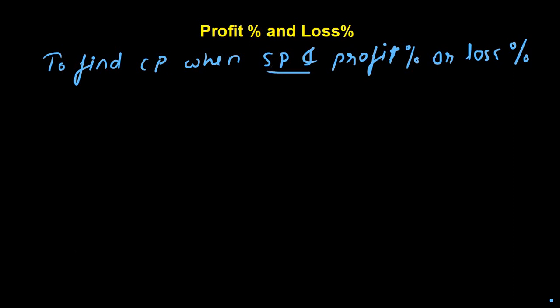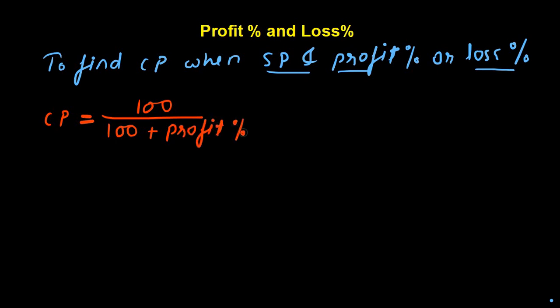Okay, so that means SP should be given, and profit percentage or loss percentage, whatever it is. If that is given, then which formula should we use? So the formula is CP is equal to 100 upon 100 plus profit percentage, times SP. This is the formula to find out CP when SP and profit percentage is given.